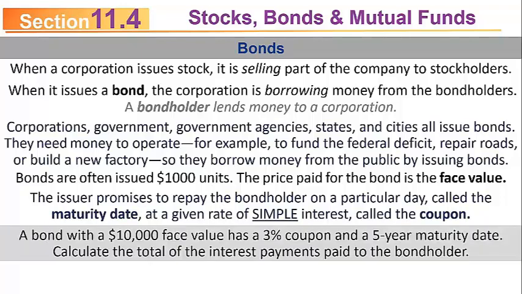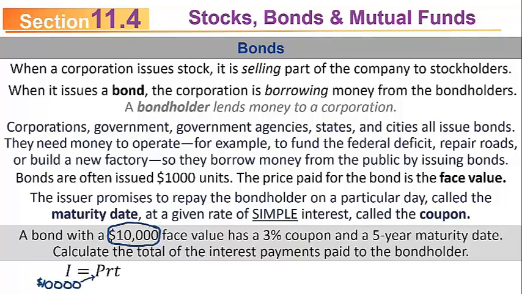For example, a bond with a $10,000 face value has a 3% coupon and a 5-year maturity date. Calculate the total of the interest payments paid to the bondholder. Again, it's simply I equals PRT.